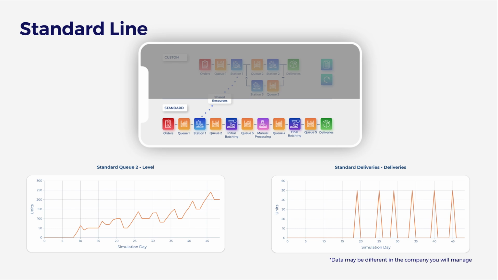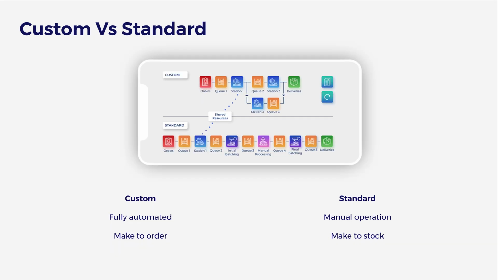Okay, and so these are the two lines. We have then the standard line and the custom line. And those are the structures, the way they compete, and the primary resources that you have to deal with. The custom line, as we saw, was fully automated. There's no people there. The standard line has a manual operation, and you need to manage that too.